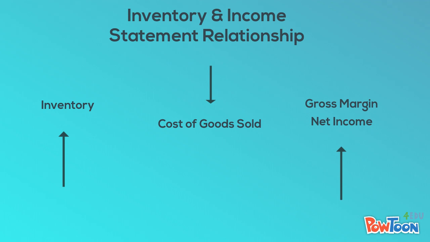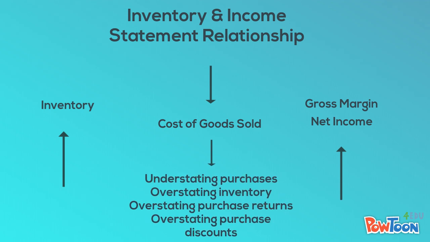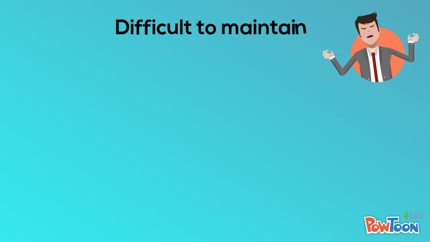Cost of goods sold can be understated by either understating purchases, overstating inventory, overstating purchase returns, or purchase discounts. Overstating inventory is the most common because it increases net income and assets to make the balance sheet appear better than what it really is. Fraud by overstating inventory is very difficult to maintain without being caught.